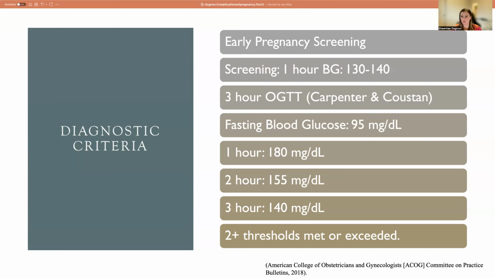The threshold for Carpenter and Coustan at 1 hour is 180. So if it's 180 or higher, that would be considered abnormal. Then again, tested at 2 hours. If it's 155 or higher, that would be considered abnormal. At 3 hours, if it's 140 or higher, that would be considered abnormal. And of course, I'm using the word abnormal just in terms of the reference ranges. And then if the person meets 2 or more thresholds or exceeds them, they are then diagnosed with gestational diabetes mellitus.